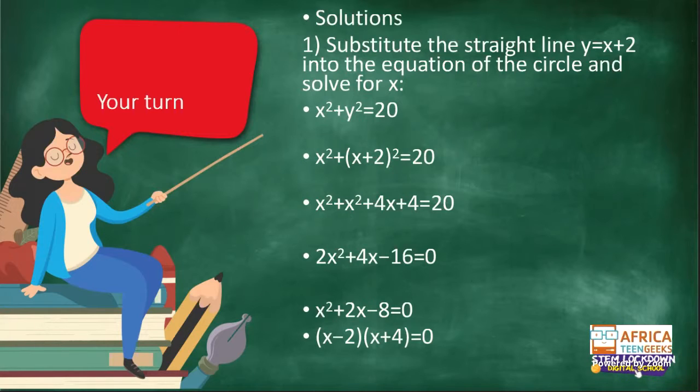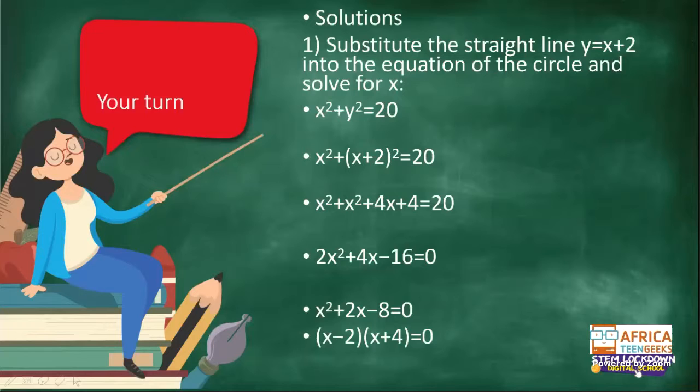So in order to find them, you substitute y into the equation of the circle. You substitute y, and you just have x squared plus (x plus 2) all squared equal to 20. From here, you have x squared plus x squared again, plus 4x plus 4 equal to 20, and then 2x squared plus 4x minus 16 equal to 0. This is now a quadratic equation that you have seen from grade 10.